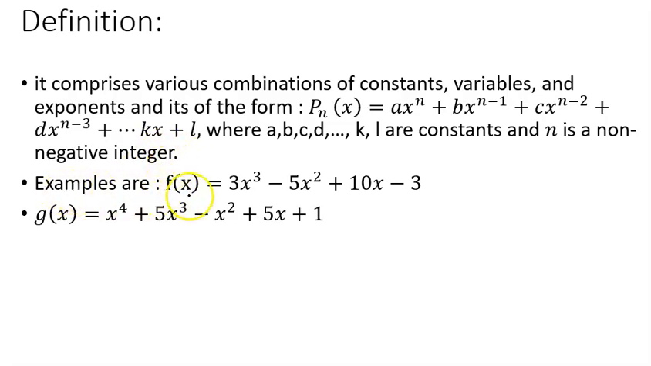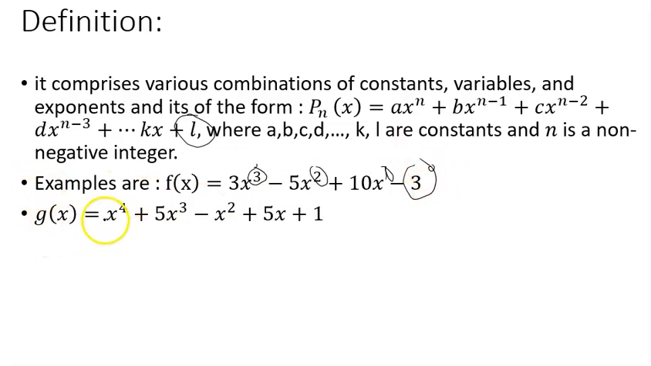Examples are f of s equals 3s cubed minus 5s squared plus 10s minus 3. When we check the exponent, this is power 3 reduced by 1, power 2 reduced by 1, power 1 reduced by 1, we get power 0. So these are the exponents. That's why we have n minus 1, n minus 2, n minus 3 until you get to this term. It's called a constant term. There is no s attached to it.